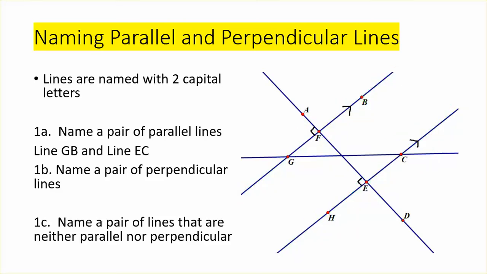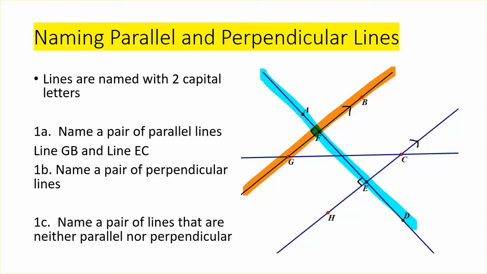In 1B, we need to name a pair of perpendicular lines. To find perpendicular lines, we're going to look for the angles that have this little square mark. Notice that means that those intersect at 90-degree angles. So this happens in two spots. So again, we have a couple choices, but both of the choices are going to use this line. So I know for sure I'm going to use that line that I highlighted in blue. And now I have two options. Pick one of them.